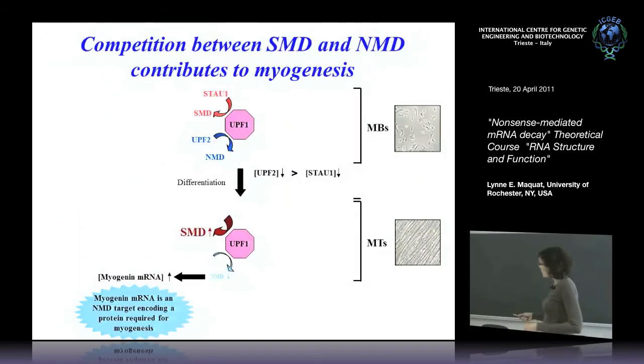And then myogenin is a natural NMD target. It has upstream open reading frames, which trigger NMD when they're used, and translation terminates at the end of one of them. And it is important to keep myogenin levels up because myogenin is important for the transition from myoblast to myotubes. So it makes sense that this would be an NMD target.